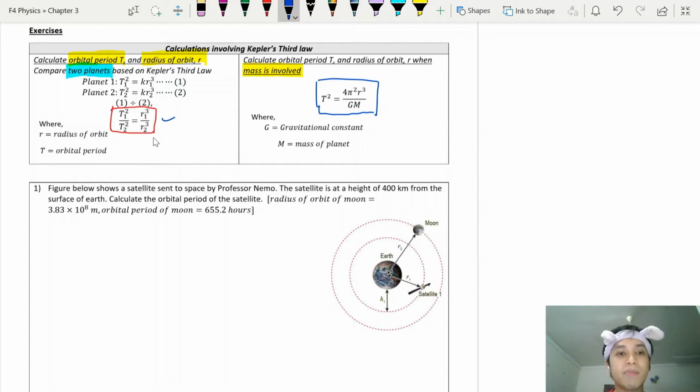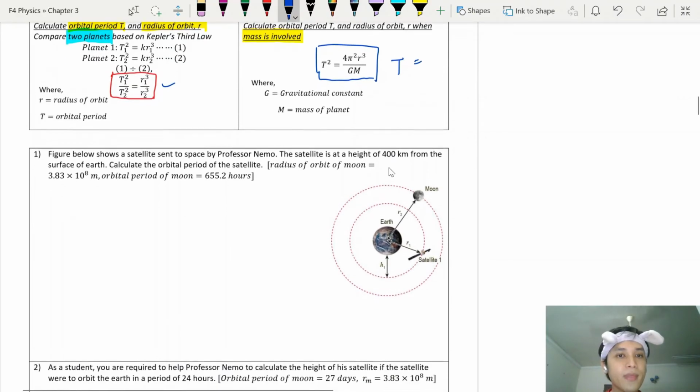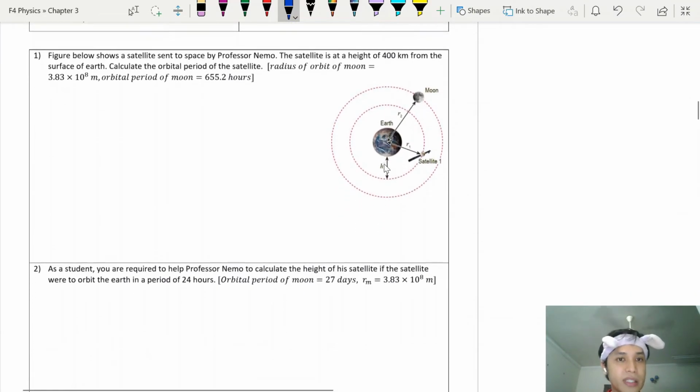Alright, and then by right, they should give you any of the three variables here. If there is mass involved, then straight away you use this formula to calculate your period. But don't forget that you need to square root later on. You need to square root the whole thing. Right? So let me just show you an example right here.